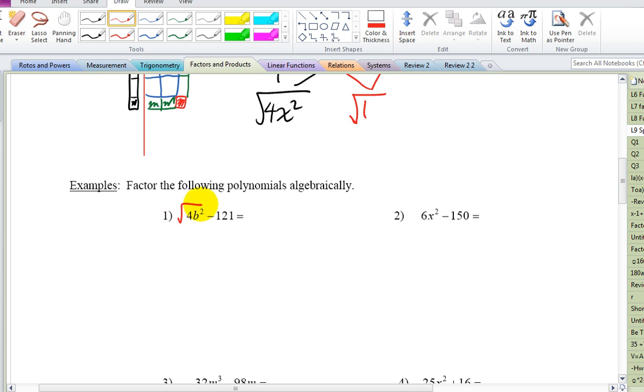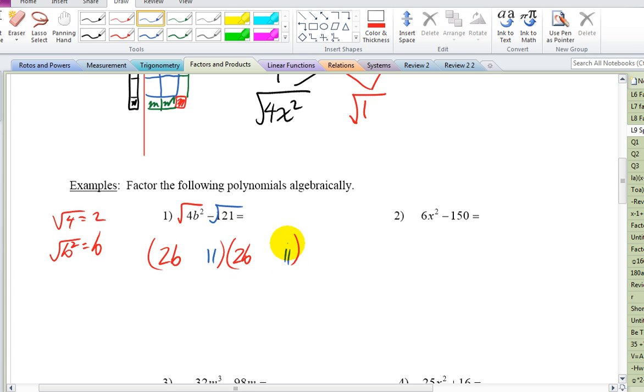All right, so let's factor this. What's the square root of 4b squared? 2b. Right, square root of 4 equals 2. Square root of b squared equals b. So we have 2b at the front. What's the square root of 121?